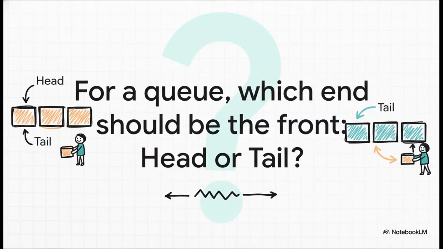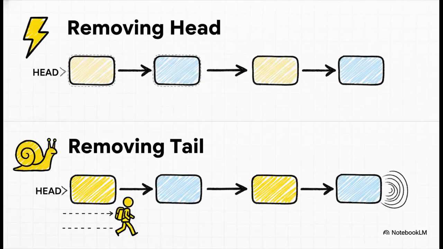So if we're going to use this chain to build our queue, we have a really critical design choice to make. Which end is going to be the front of the line? Should we be taking items from the very beginning of the chain, the head, or from the very end, the tail? Well, the answer comes down to pure efficiency.